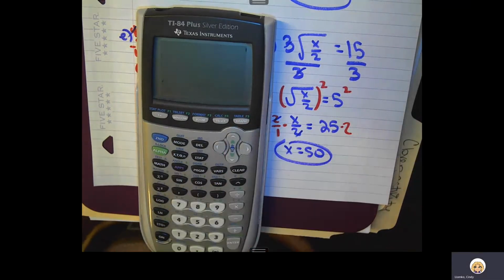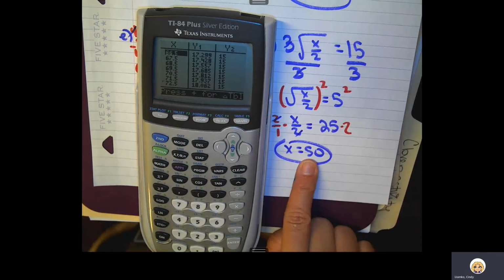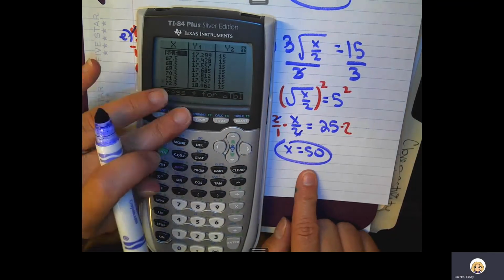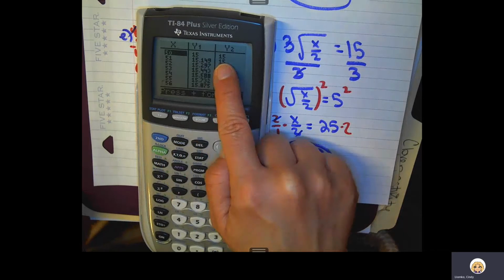Now I go to my table. I have a bunch of decimals from my last example, but our answer is 50, so I can just go to second in window and have my table start at 50. Go back to my table, and notice we have matching answers, so we did it correctly.